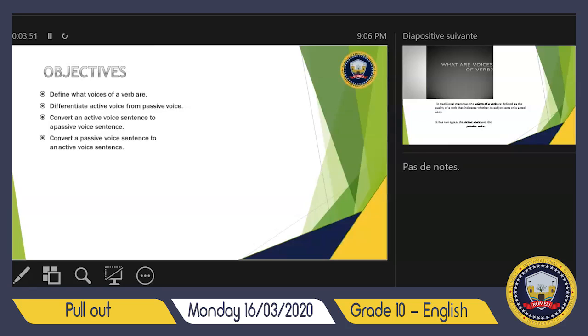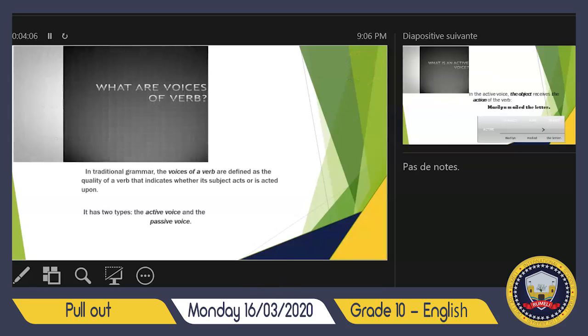Thus, convert an active sentence to a passive sentence. And the last one is to be able to convert a passive sentence into an active one. Okay, so now, what do we mean when we say voices of a verb? In grammar, the voices of a verb are defined as the quality of a verb that indicates whether its subject acts or is acted upon. It has two types, which are the active voice and the passive voice.